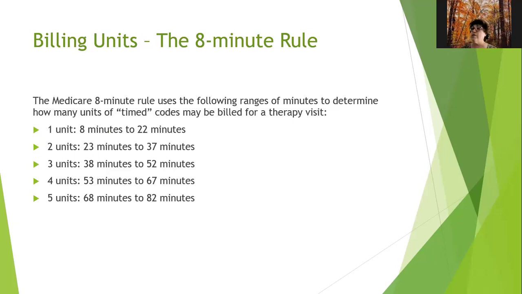If you do 22 minutes of soft tissue mobilization, you can only charge for 1 unit of manual therapy. But if you add another minute, increasing it to 23 minutes, you can charge for 2 units. So between 23 and 37 minutes, you can bill for 2 units. Between 38 and 52 minutes, you can bill for 3 units. 53 to 67, 4 units, etc. So think of 15, 30, 45, 60, plus or minus 7. If that's confusing right now, don't worry about it because we'll work on it.